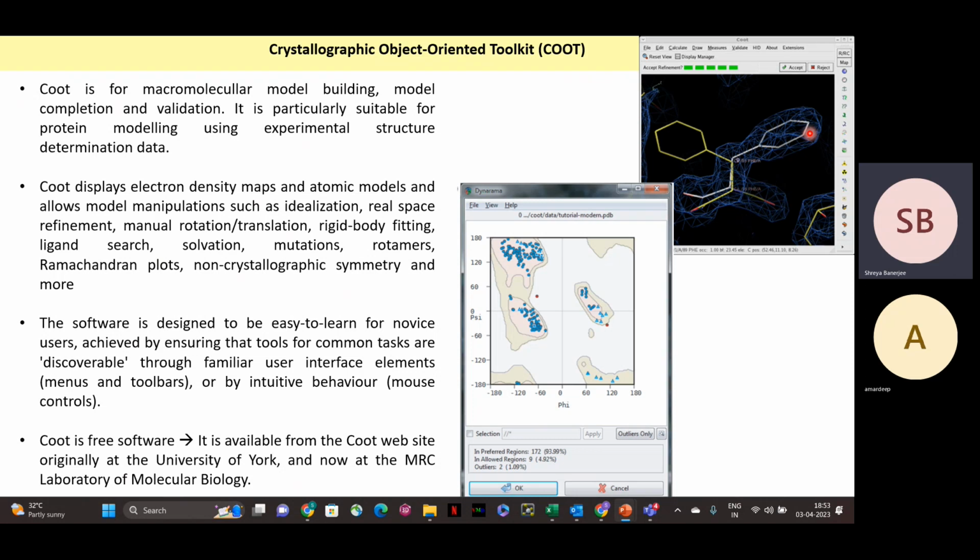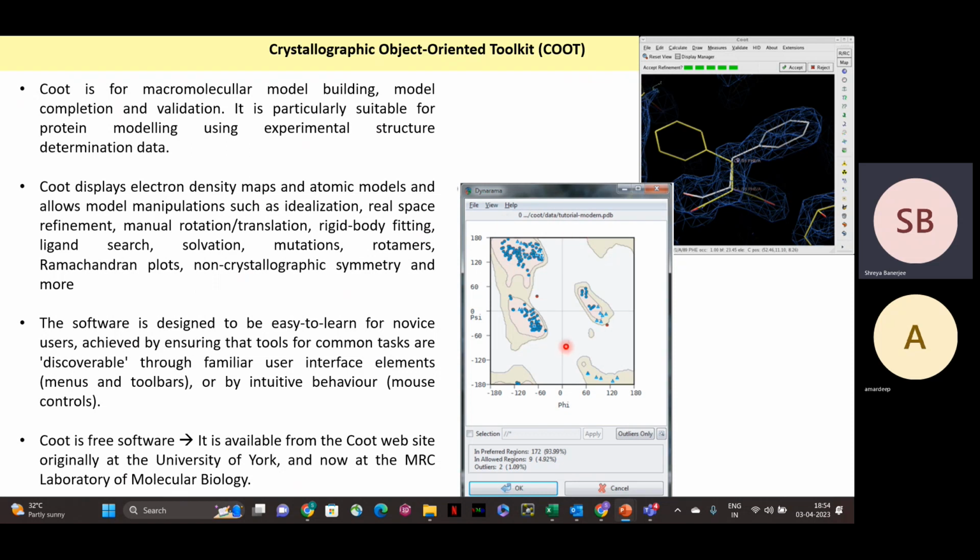So COOT displays these electron density maps and atomic models and helps to get a more ideal model of the structure. So suppose in the less ideal model, we had initially predicted that this side chain would be oriented in this direction. But from the electron density map of COOT, you can find out that it is actually the other orientation in which the structure and the electron density map are matching. Other than that, rotation, translation, rigid body fitting, Ramachandran plots, and all can be done using COOT.